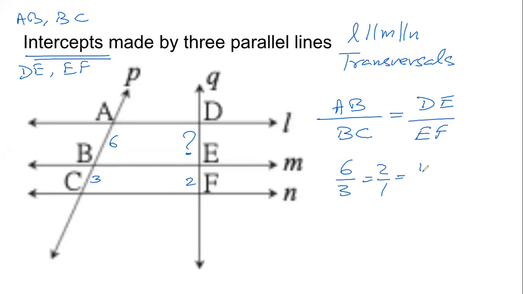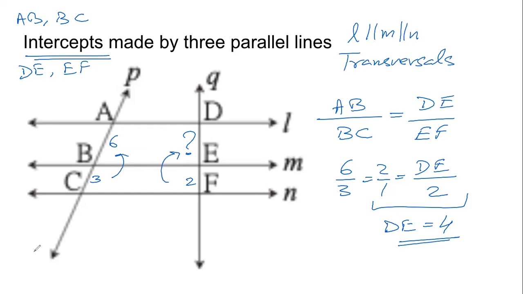Now we don't know how much DE is, but we know EF is 2. Now from these two fractions, if we do the cross multiplication, DE will come to 4, right? 2 times 2. Simple.